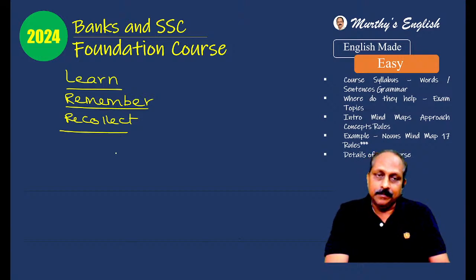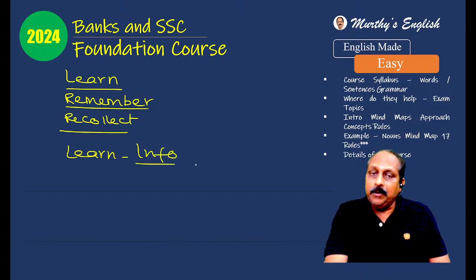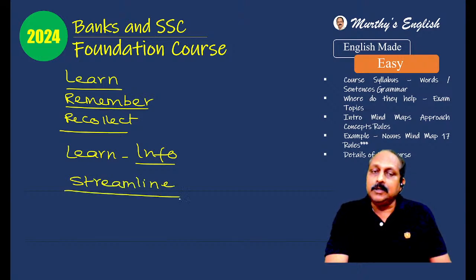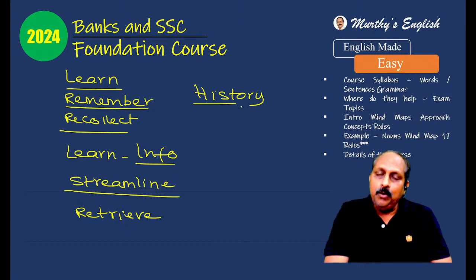What is the reason? When we learn something, we are dealing with a lot of information, and you have to streamline or organize this information. Once you organize, it becomes easy to retrieve. Retrieve means recollect. Imagine you go to a library and you ask the librarian, I want a book on history. He gives you the book within no time.